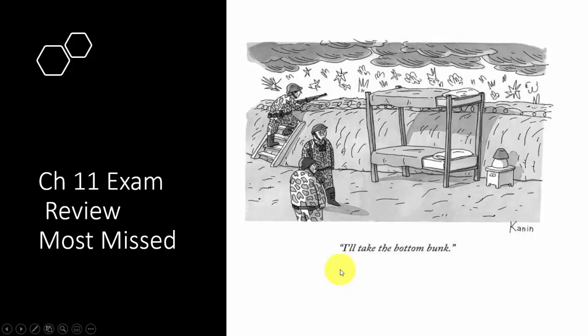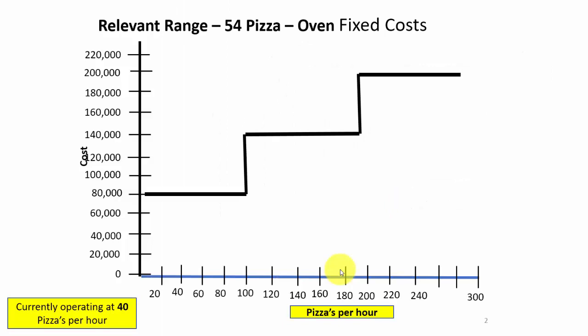Okay, this is the Chapter 11 Most Missed Questions on the Exam. And before we get into this chapter exam review, I want to go over a concept called relevant range. Here we have a pizza company called 54 Pizza.